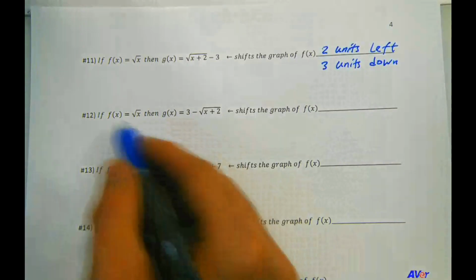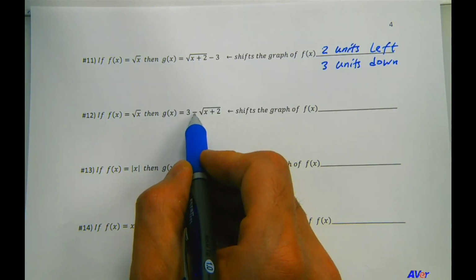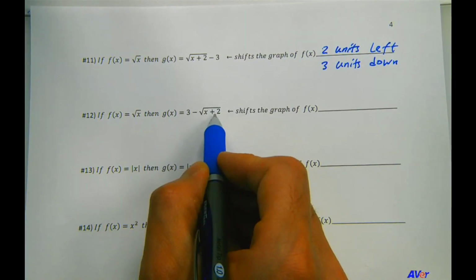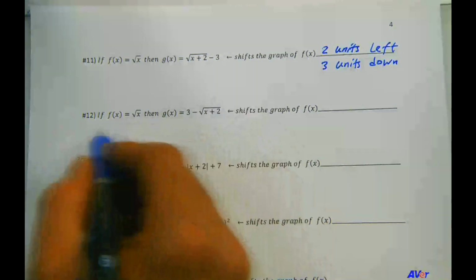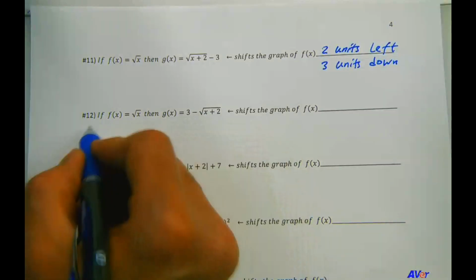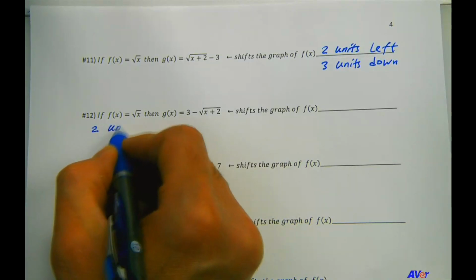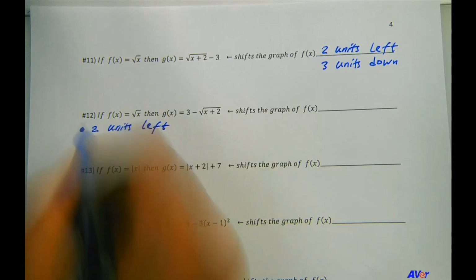right? And then for this one, we have a lot going on here, guys. So we have this minus that is doing something, we have this plus 2 that is doing something, and then we have this plus 3 that is doing something. So let's write them all down here. We have a 2 units horizontal shift to the left because of this. 2 units left. And I'll just bullet these like that.